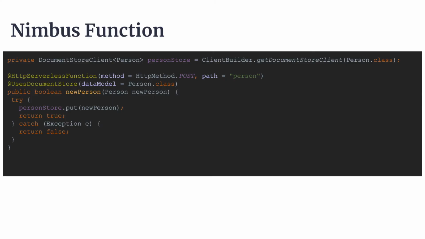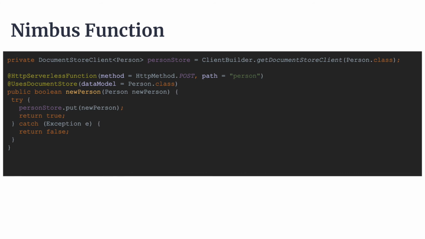Here is an example function written with Nimbus. This Java function will be deployed as a simple REST endpoint that takes in an object and stores it into DynamoDB. Nimbus uses annotations to configure the resources that will be deployed, with no large configuration files. It also provides clients to interact with the deployed resources in a simple and cloud-agnostic fashion. Nimbus supports many different resource and function types.